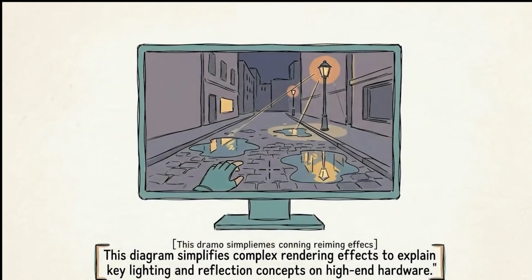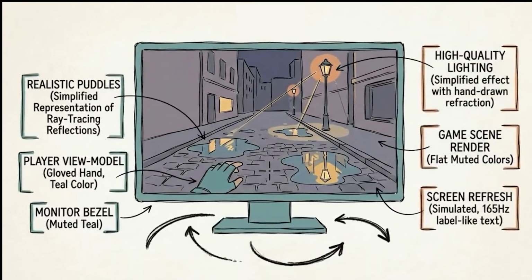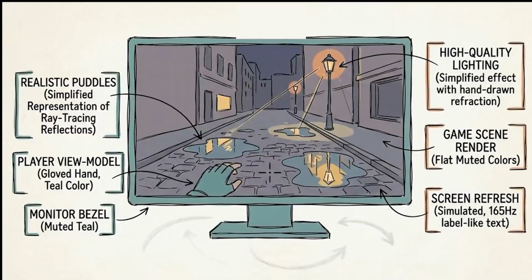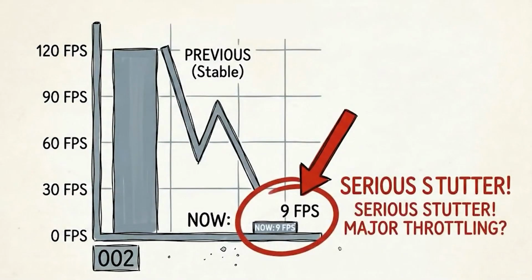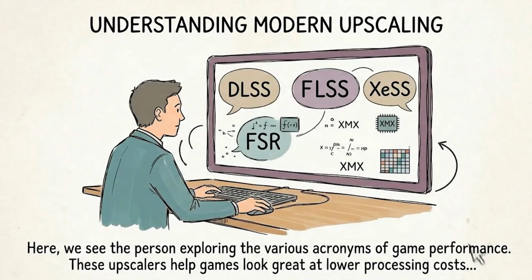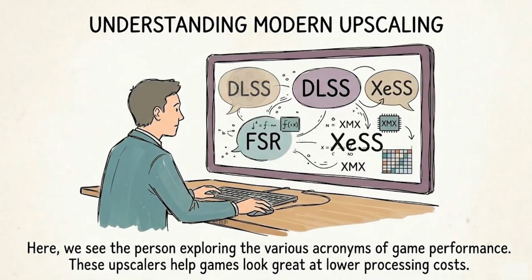You turn on ray tracing in a brand new game. The puddles look gorgeous. The lighting is chef's kiss. Then your frame rate nosedives into single digits. So you panic and Google how to fix ray tracing FPS.